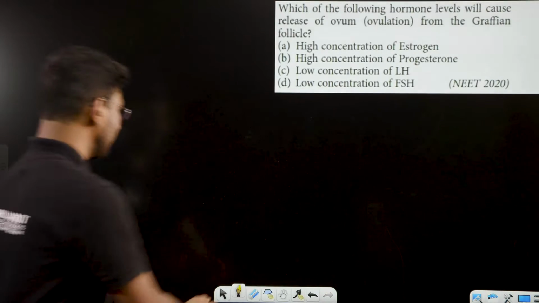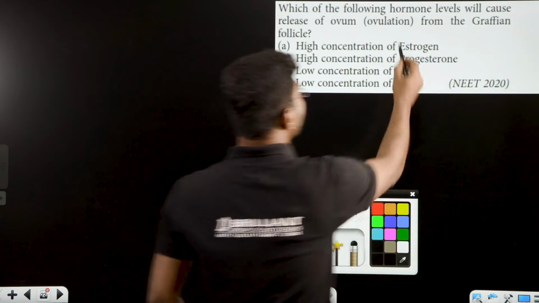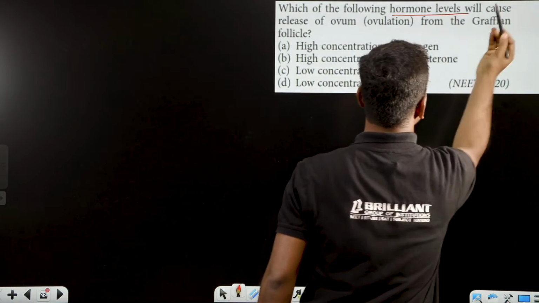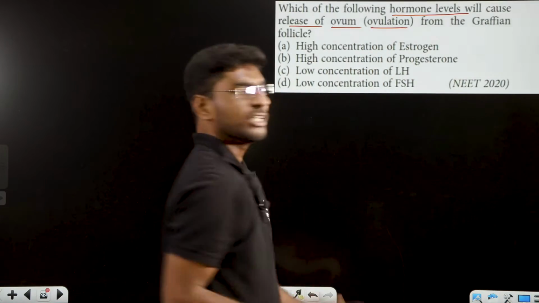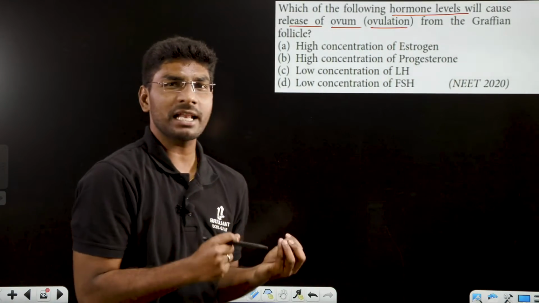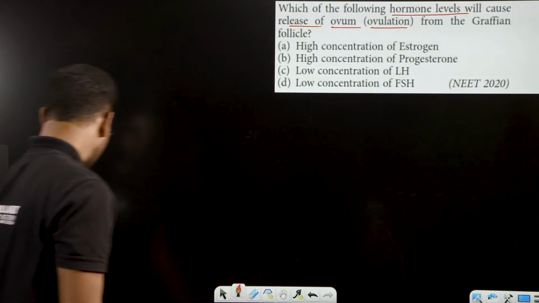The next question asks: which of the following hormone levels will cause the release of ovulation? Shall I go to the previous slide? I already explained this one in the previous slide, so I'm going back to it.